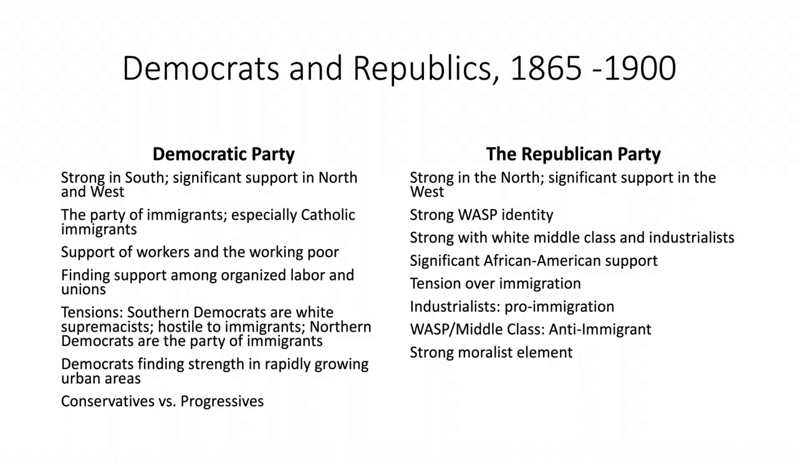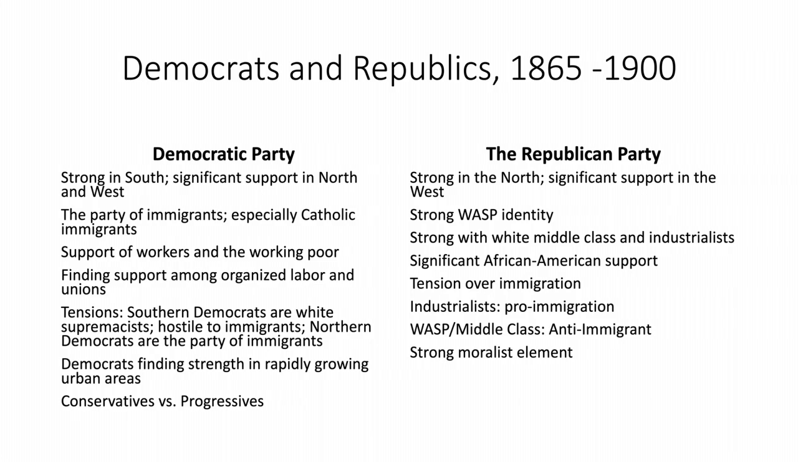Democrats are finding strength in rapidly growing urban areas, but they're also finding a base among farmers who feel exploited and aggrieved by the power of the trusts and the monopolies, particularly the railroad trusts. So there is this major tension within the Democratic Party between more conservatives and more progressives. It's another tension we need to be aware of.